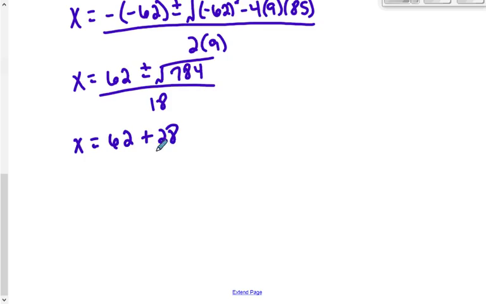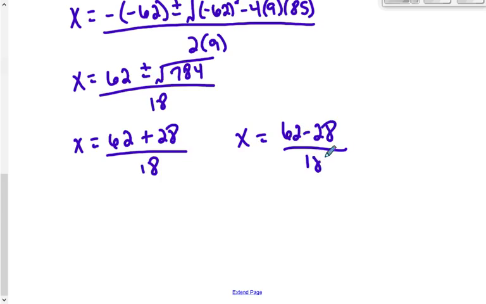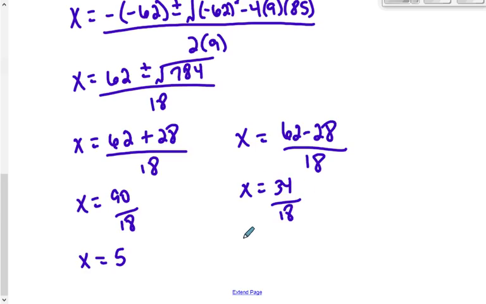I'm going to go ahead and split it here. 62 plus 28 over 18. And then X equals 62 minus 28 over 18. So the square root of 784 was your 28. And instead of writing it all twice, I went ahead and did the plus and the minus. So 62 plus 28 is 90 over 18, and that is 5. 62 minus 28 is 34 over 18, and that is 17 over 9.